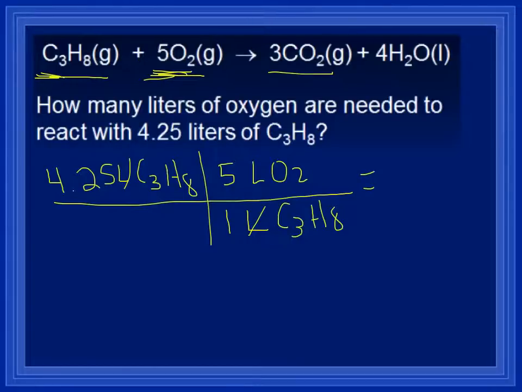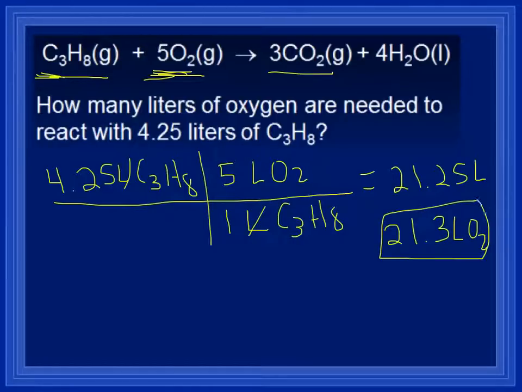So to solve this, I'm going to take 4.25 times 5, which leaves us with 21.25 liters. Putting that into significant figures, we need 3, so 21.3 liters of oxygen would be the answer.